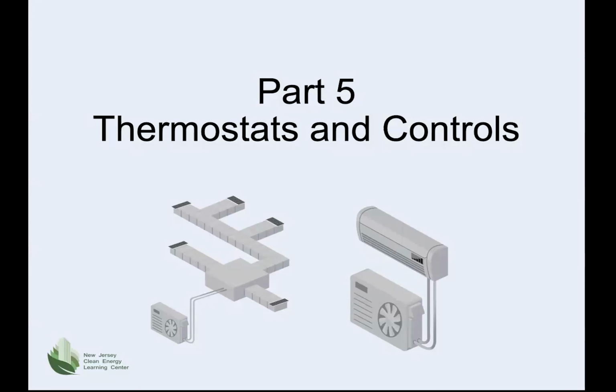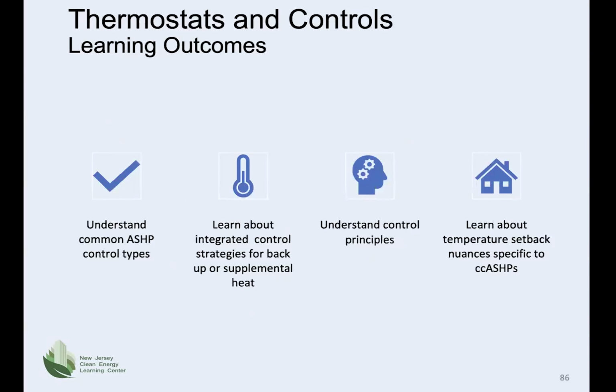In Part 5, we'll look at thermostats and controls. Our learning outcomes for Part 5 are to understand common air source heat pump control types, to learn about integrated control strategies for backup or supplemental heat, to understand control principles, and to learn about temperature setback nuances specific to cold climate air source heat pumps. Welcome to Part 5.